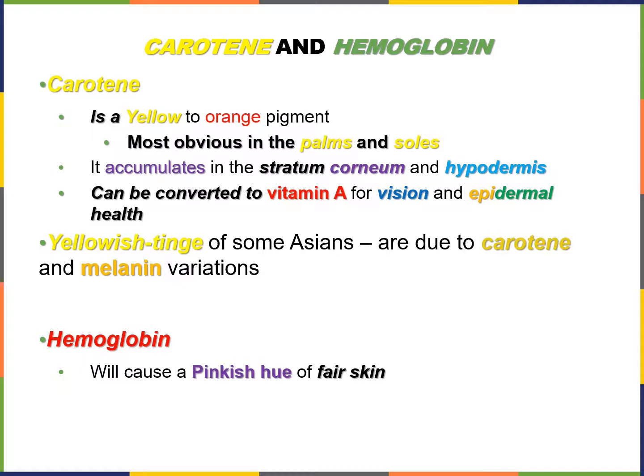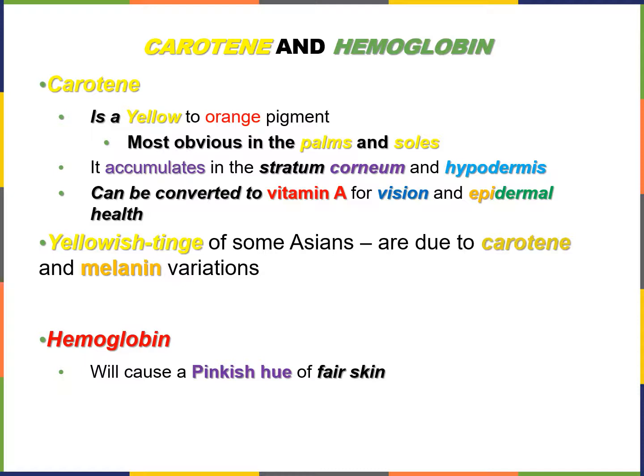Now, keratin is a yellow to orange pigment, and we see it most often in the palms and soles of the feet. It accumulates in the stratum corneum and in the hypodermis. There it can be converted in the skin to vitamin A for vision and epidermal health. A lot of the yellowish tinge in some Asians is due to a larger concentration of keratin and melanin variations.